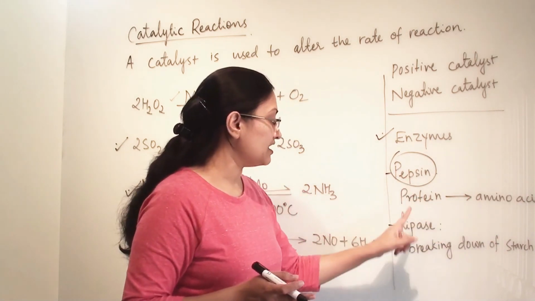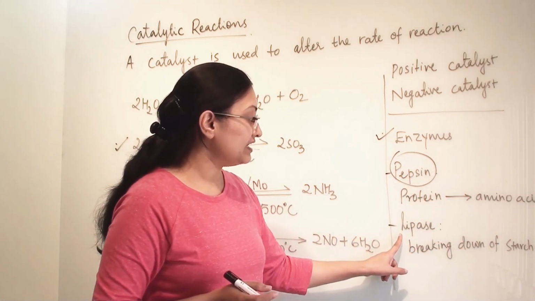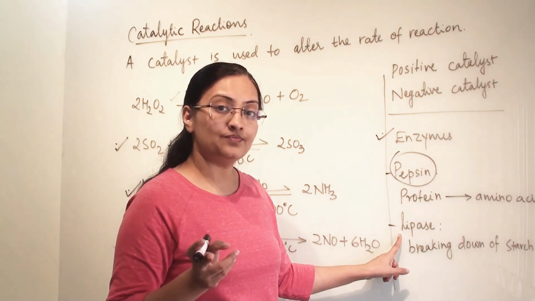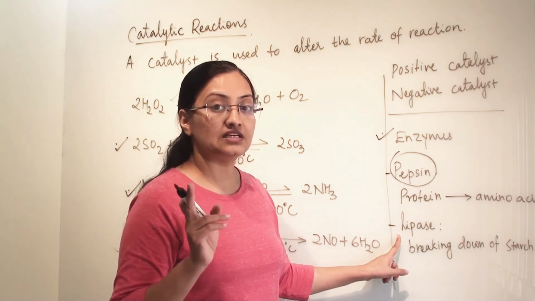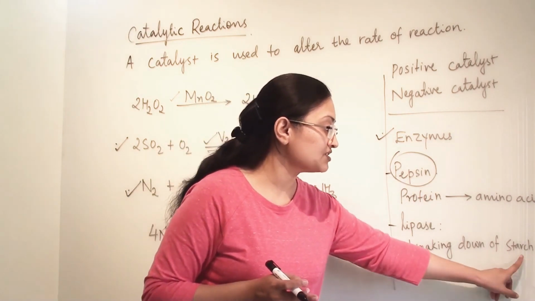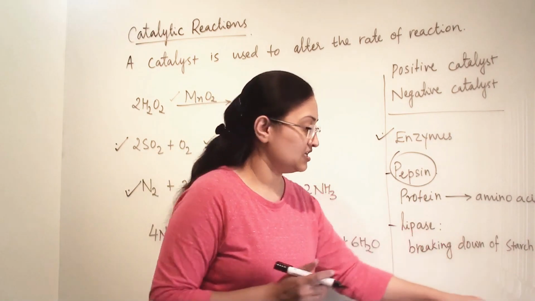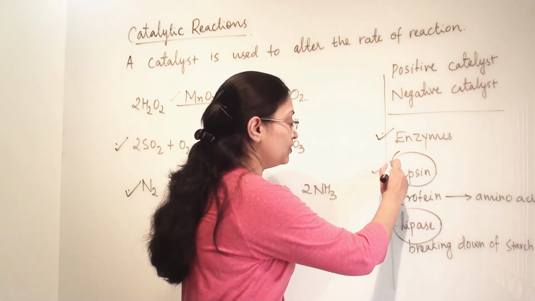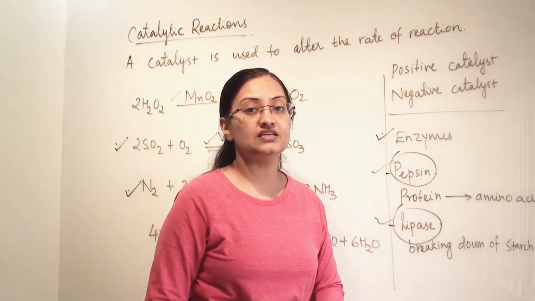So this can be asked in fill in the blanks. Then lipase is another example of an enzyme which is secreted in the pancreas, and it will help us in breaking down starch and fats. So these two you need to remember. One is pepsin and the second one is lipase.